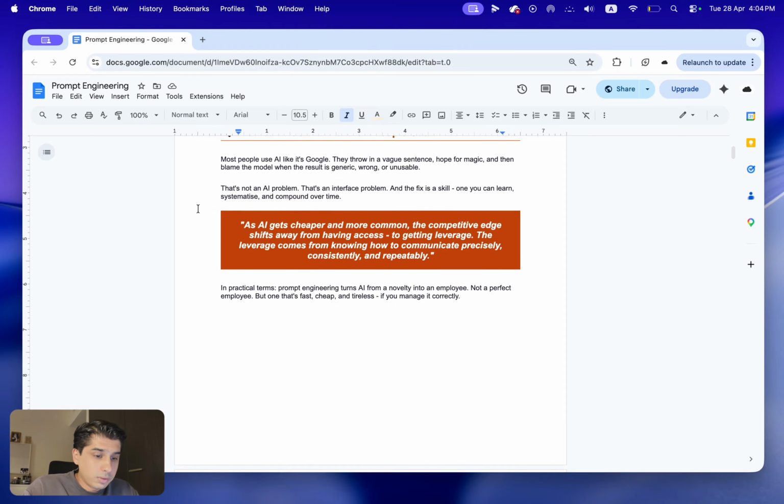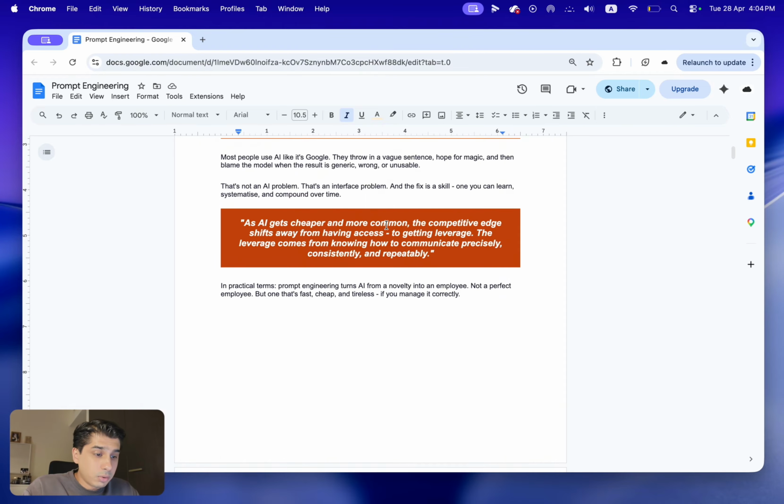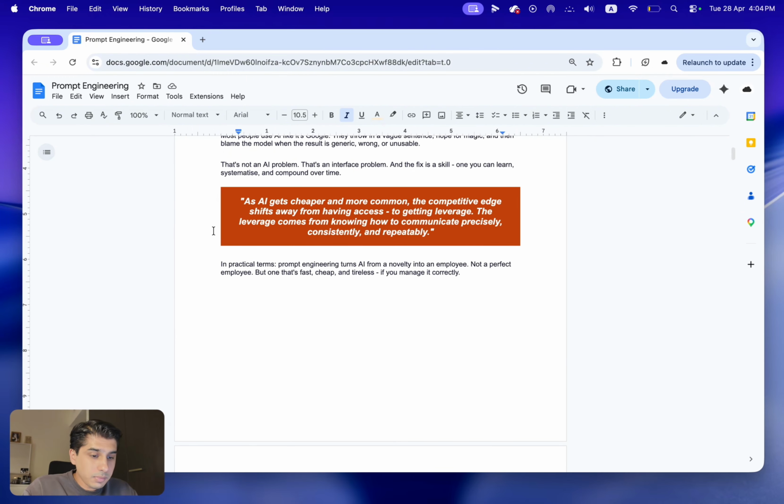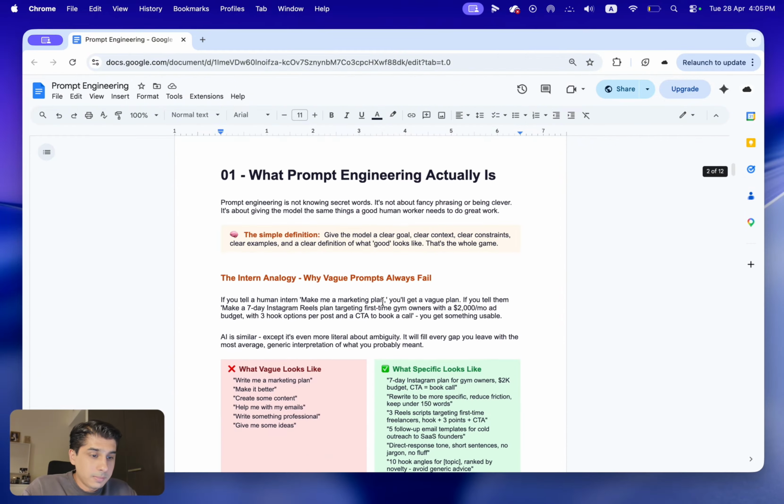Systemize and compound over time. Now, as AI gets cheaper and more common, the competitive edge shifts away from having access to getting leverage. The leverage comes from knowing how to communicate precisely, consistently, and repeatably. In practical terms, prompt engineering turns AI from a novelty into an employee. Not the most perfect employee, although one could argue that in today's day and age the models are pretty perfect, but one that's fast, cheap, and tireless if you really manage it correctly.